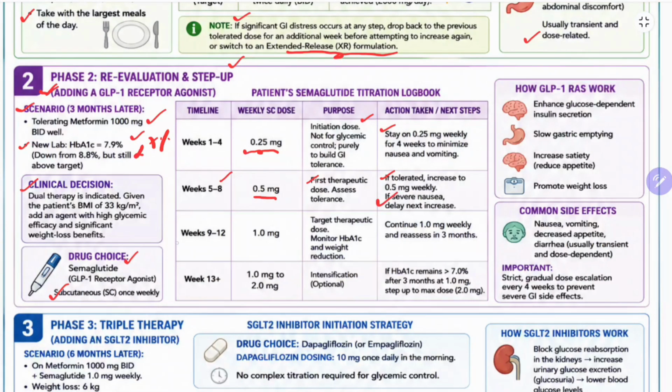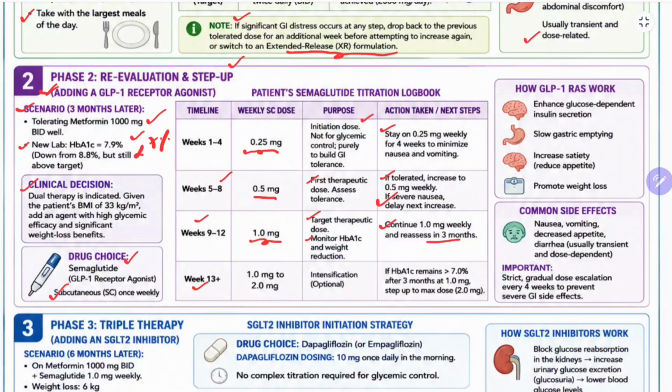Now in the third month, from week 9 to week 12, increase, that means double the dose. So 0.25 is doubled to 0.5, then 0.5 to 1. So in the third month, increase the dose to 1 mg. This is the target therapeutic dose, and monitor HbA1c and weight reduction. Continue 1 mg weekly and reassess in 3 months.